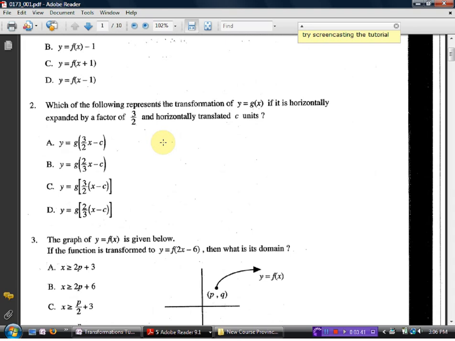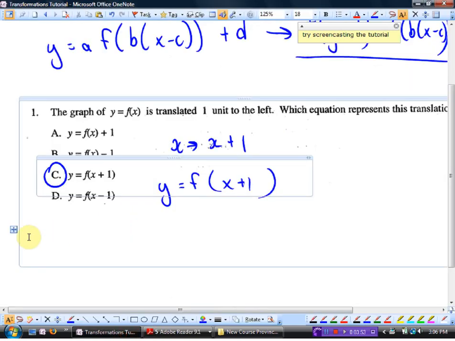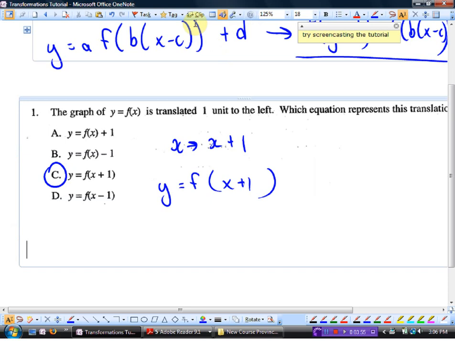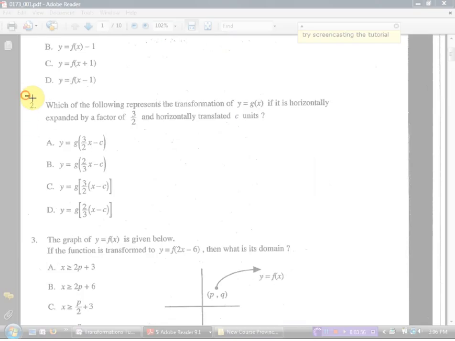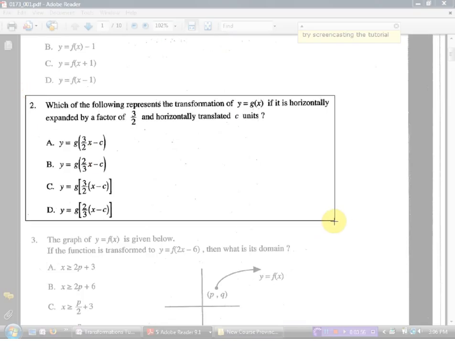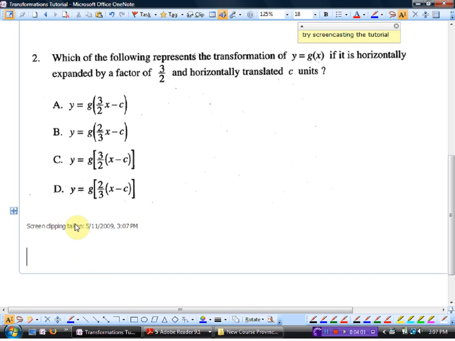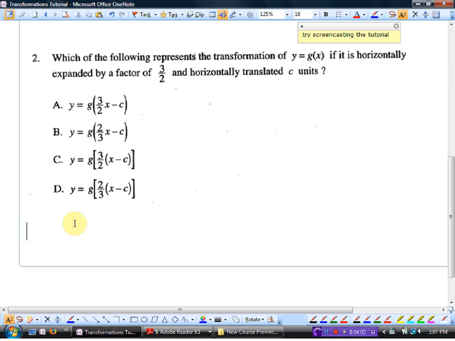Let's look at number 2. Which of the following represents the transformation of y equals g of x if it's horizontally expanded by a factor of 3 over 2 and then horizontally translated c units? I'm just going to work through some of these questions as a refresh our memory gig, and then we'll take specifics, and I'll every so often go off on a tangent. See with us now? Good.